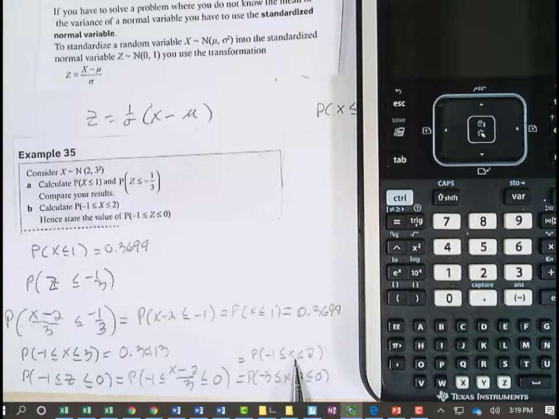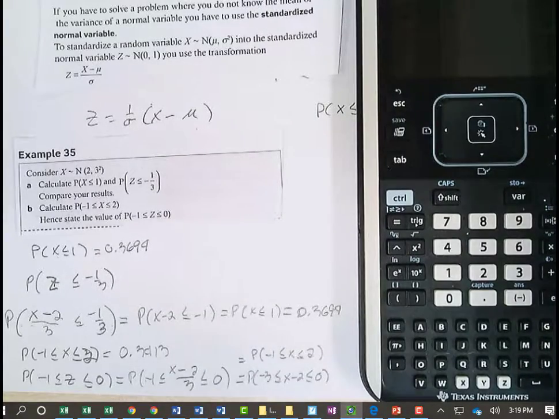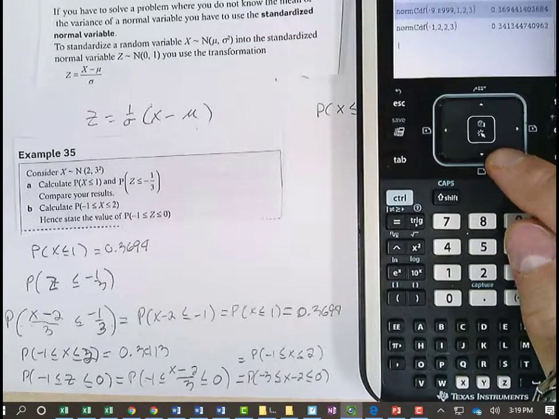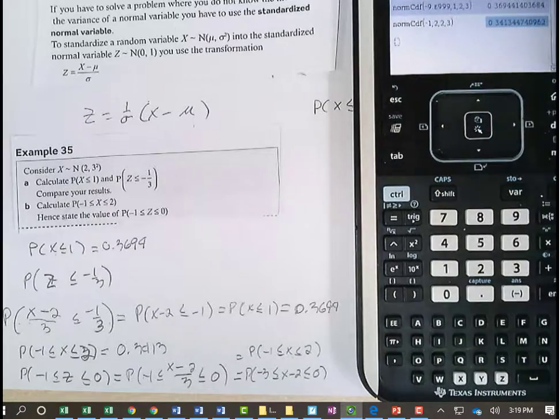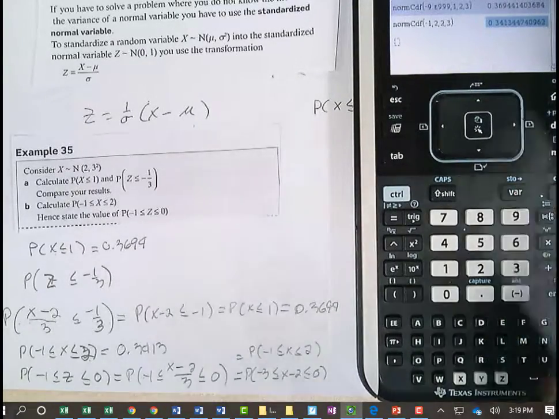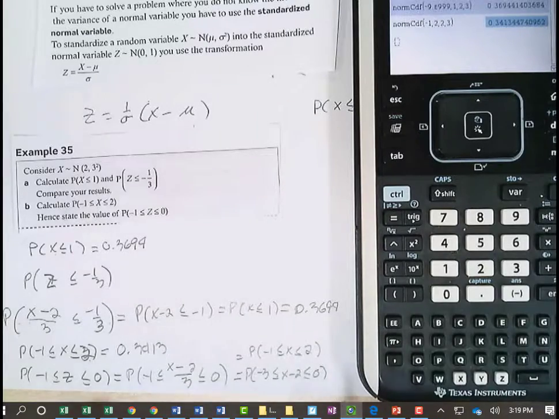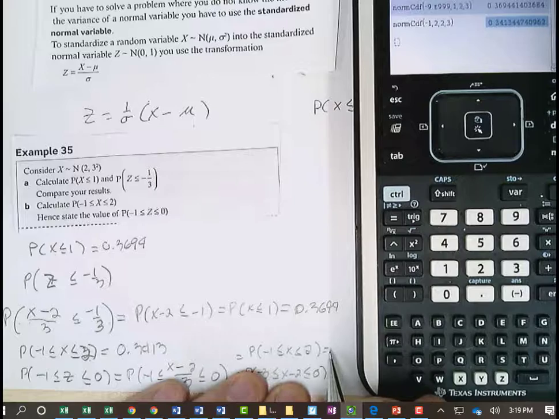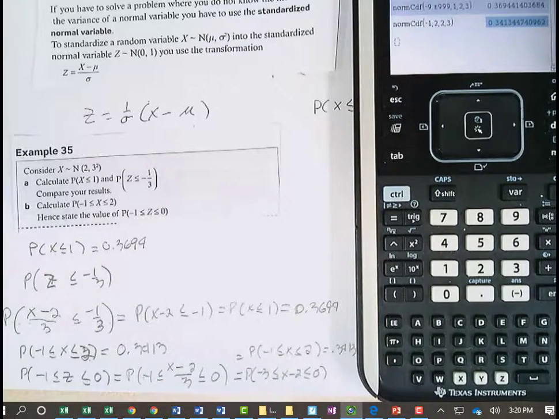And you can see this comes out to the same probability that we had to begin with. I did write it wrong earlier, but it's between negative 1 and 2, which is the same answer, right? So this ends up being the exact same thing that we have here, so this is equal to 0.3413, and there you go.